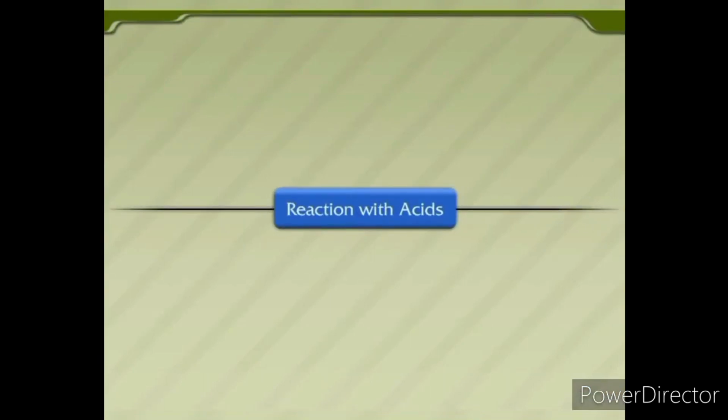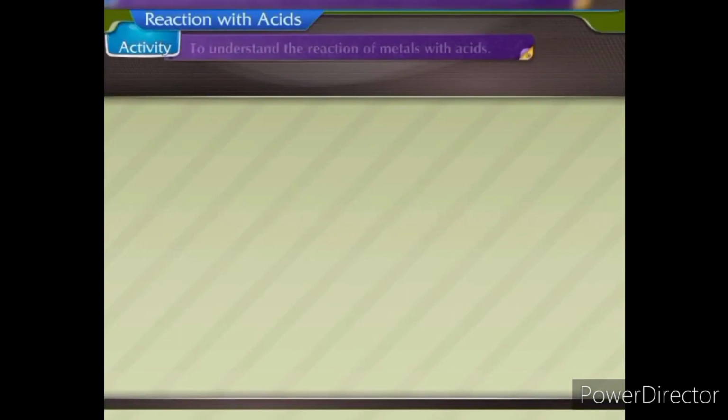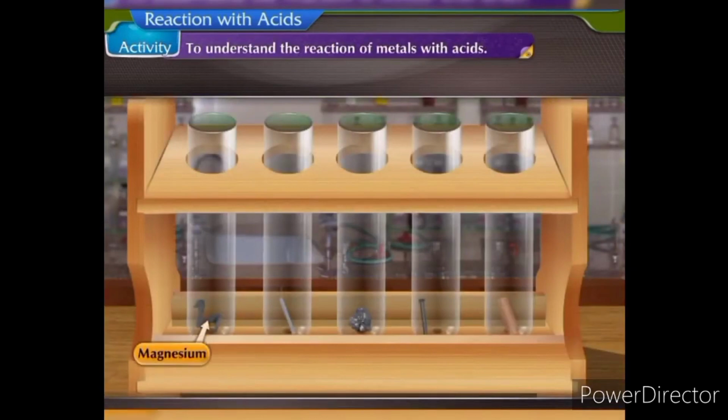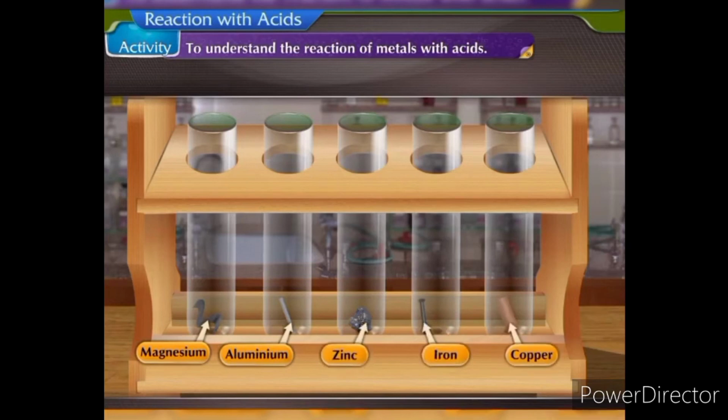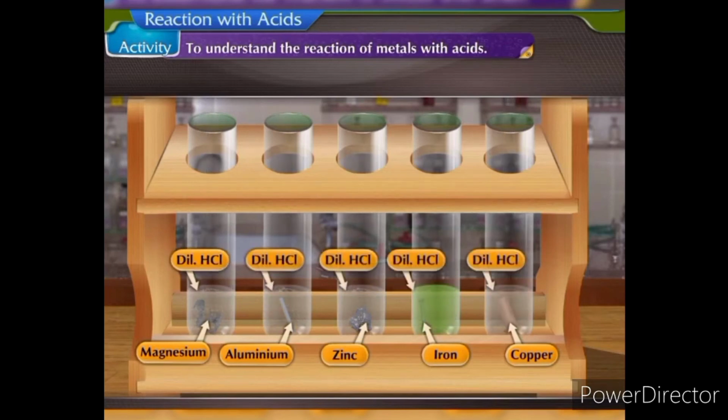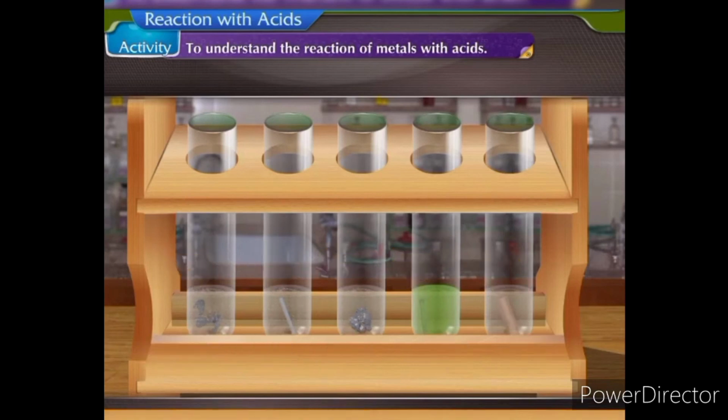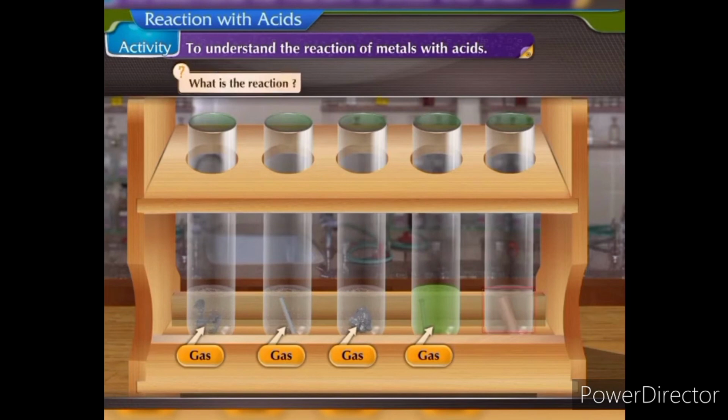Reaction with acids. Take samples of magnesium, aluminium, zinc, iron, and copper in separate test tubes. Add dilute hydrochloric acid to each of the test tubes and observe. In all the test tubes, there is evolution of a gas in the form of bubbles except for the test tube containing copper. What is the reaction?